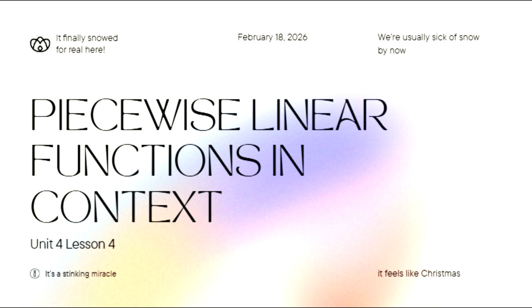Hi guys, this is Unit 4, Lesson 4, Piecewise Linear Functions in Context. This is just a whole bunch of word problems again.